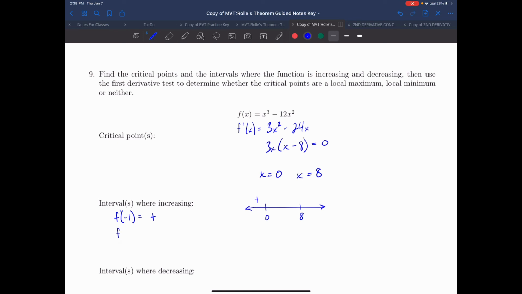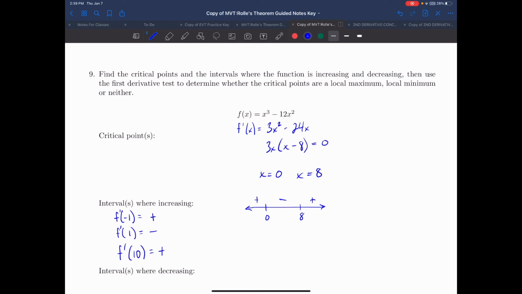We plug in a number between 0 and 8. I'll choose 1. And again, we're plugging into the derivative. So I plug in 1 into 3x squared minus 24x, and I would get a negative number. Then we check something above 8. It doesn't matter how big or small, so let's choose 10. We plug it into the derivative and we would get a positive number. So f prime of 10 would be positive. Okay, so that is how we generate the number chart.